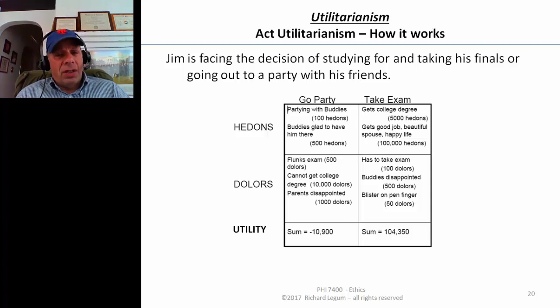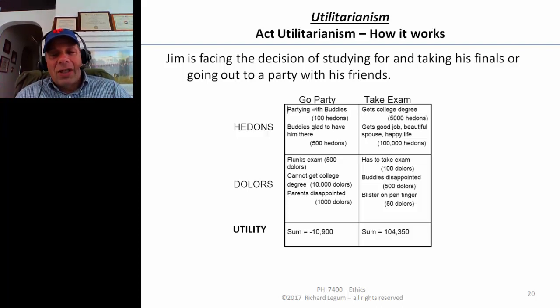Now let's think about studying for the exam. Jim's a good student, so on the positive side, he studies for the exam, passes it, does very well, gets his college degree. Really thrilled, having worked very hard: 5,000 hedons. In addition to which, he gets a good job. He manages to get a beautiful spouse, and he lives a happy life. This is huge, a lot of pleasure: 100,000 hedons result. Okay, so now we're at 105,000 hedons.